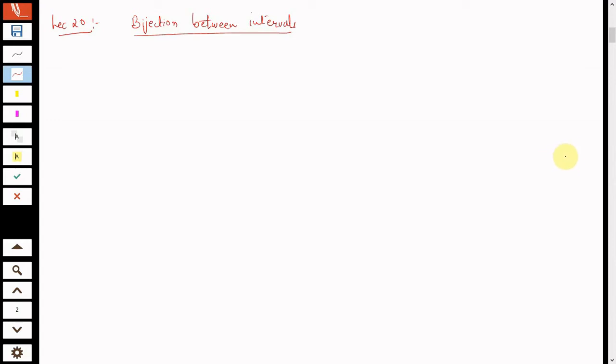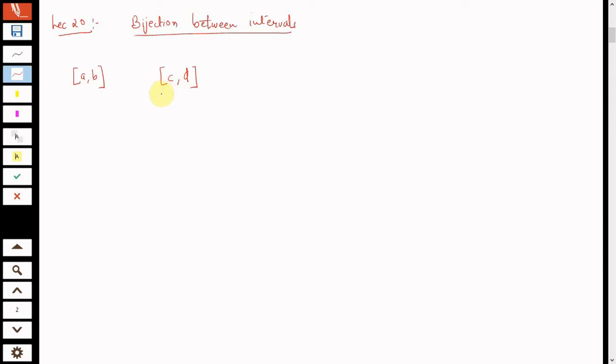Welcome to lecture 20 of the course Foundation of Mathematics. In this session we will understand how to exhibit a bijection between two intervals. The question that we have here is how to exhibit a bijection between the closed interval a comma b and the closed interval c comma d.